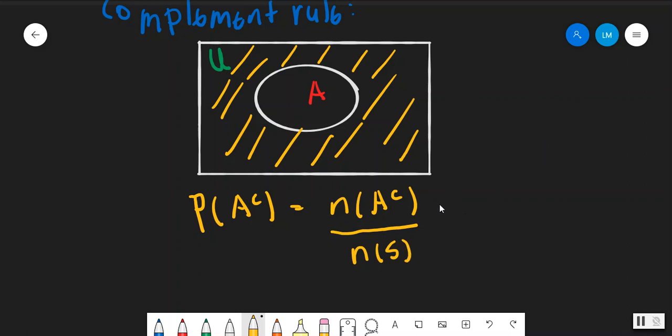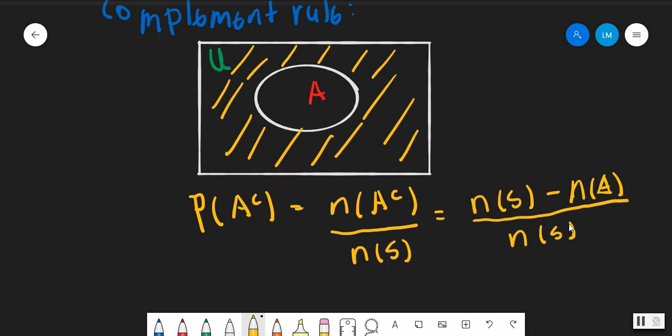The way that we can do this is to think of it like this. How do you get the count of A complement? You take the count of the whole sample space minus the count of A, and all of this is divided by the count of the sample space.